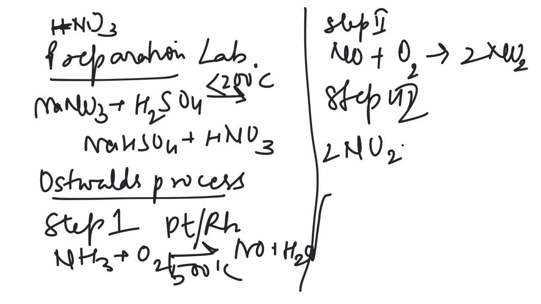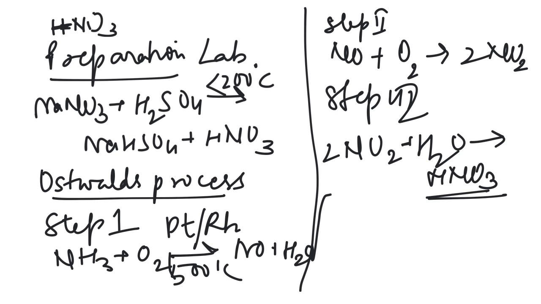And the third step: NO2 then reacts with water to form HNO3. Now this HNO3 that we get, when it is distilled, is about 68% by mass in concentration. Hope you understood. I can proceed further now.